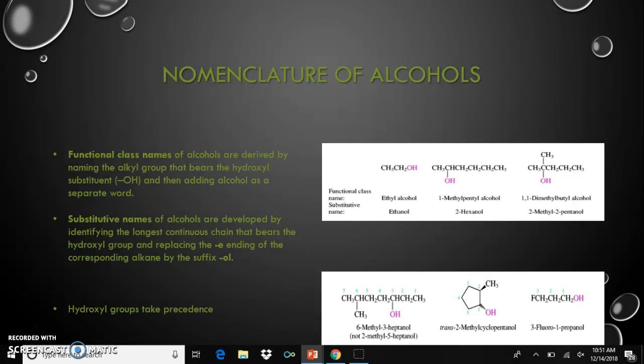Substitutive names of alcohols are developed by identifying the longest continuous chain that bears the hydroxyl group and replacing the E ending of the corresponding alkane by the suffix ol, or OL. The position of the hydroxyl group is indicated by number, choosing the sequence that assigns the lower locant, or numerical location, to the carbon that bears the hydroxyl group.